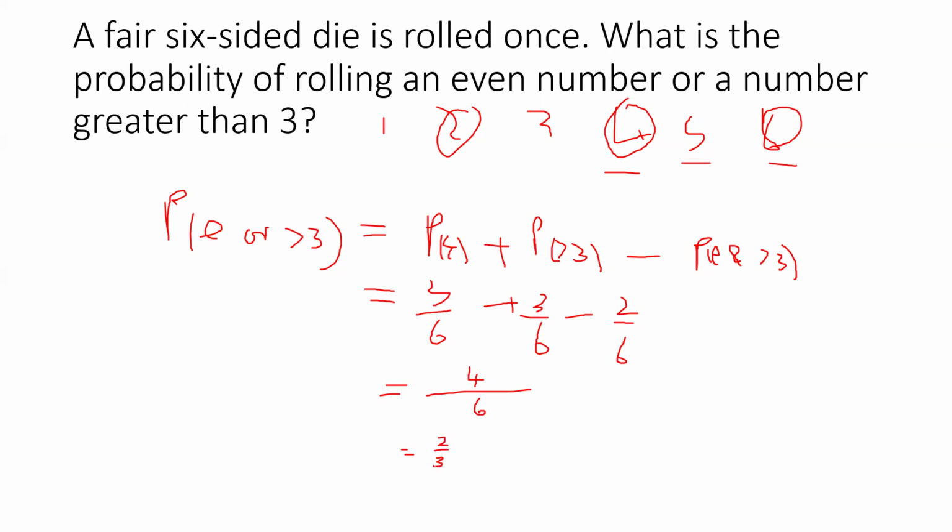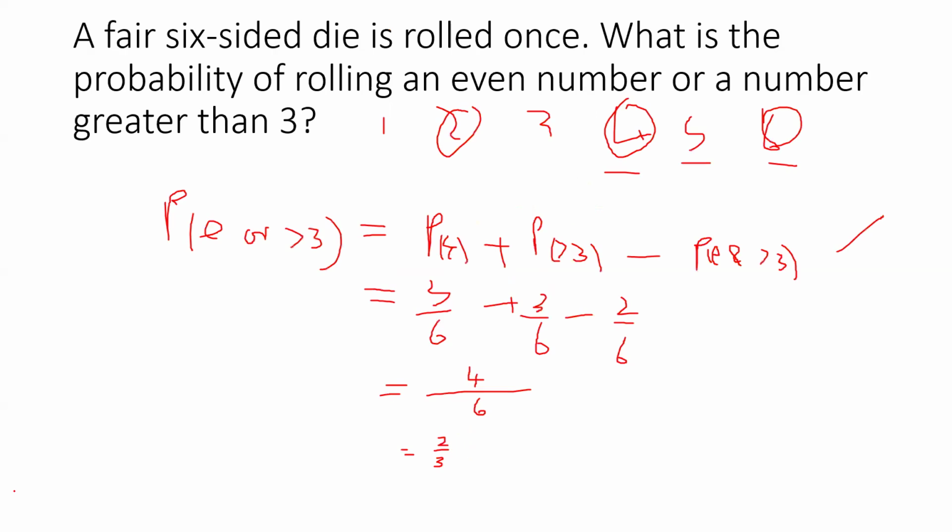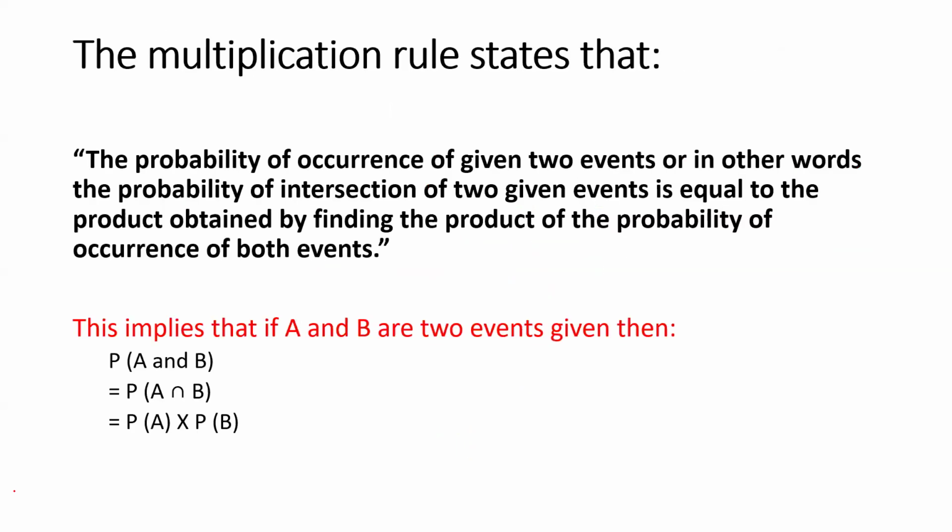Okay, so when it's mutually inclusive, you use this formula. And when it's mutually exclusive, you use this formula here. Okay, and that is what happens there. Now let's move on to the multiplication rule.